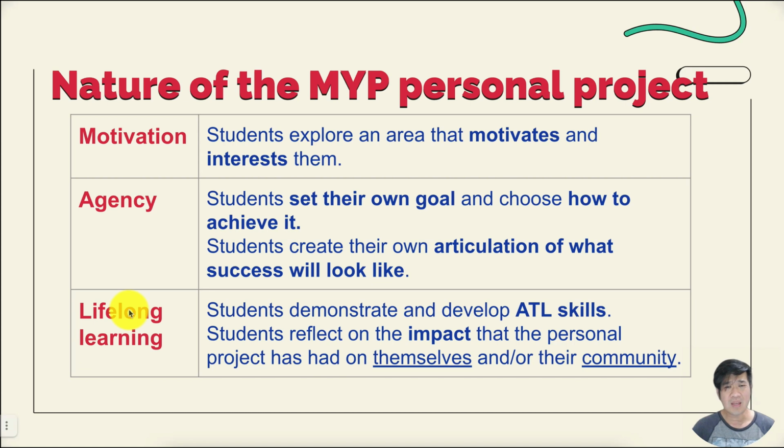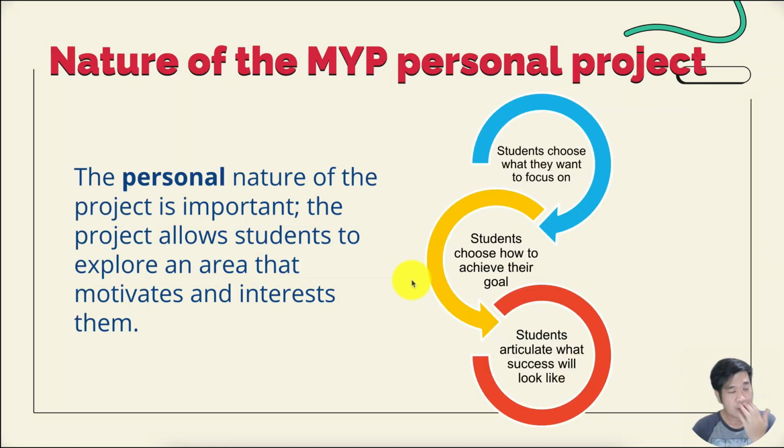And then lifelong learning. So I think this is the most important one, that students demonstrate the ATL skills. So all in all, to wrap up all the MYP, you are going to showcase what kind of ATL skills you will be showcasing. Now, students reflect on the impact that the personal project had on themselves and/or on the community. So you make sure that you are using your personal project to impact yourself or people around you. Okay? Now, the nature of the personal project should be personal, that is important. So you are going to motivate yourself to increase your skills. Okay, so here you focus on what you want to do, and then you are going to achieve what you will be setting for your goal, and then articulate what the success of your project should look like.